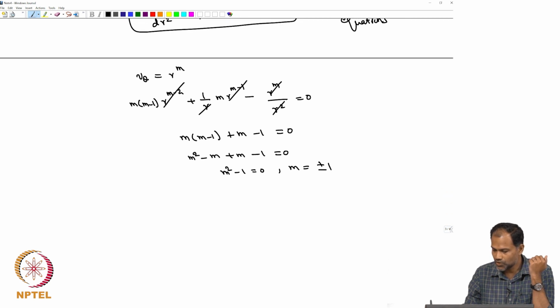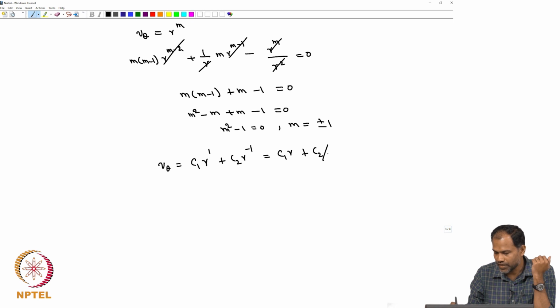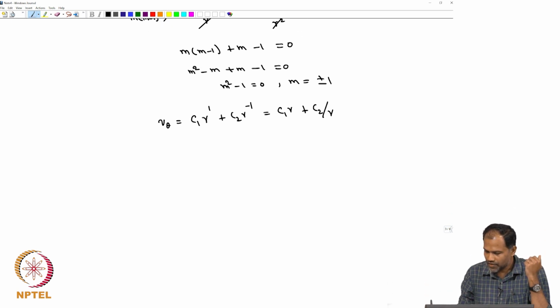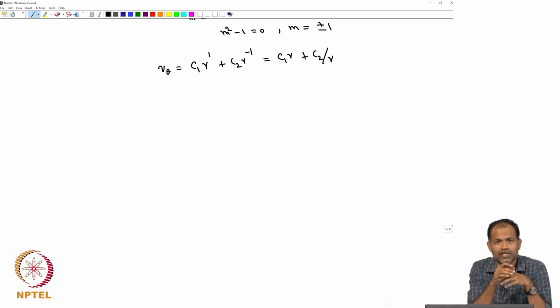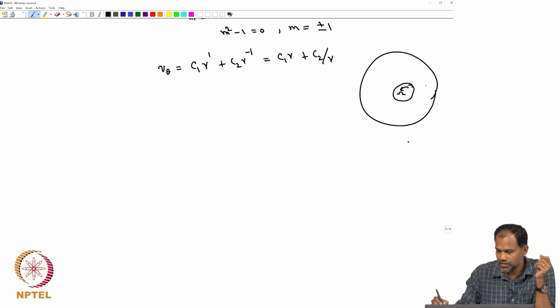That means my solution is going to be v theta equal to c1 r to the power of 1 plus c2 r to the power of minus 1, or I will simply write it as c1 r plus c2 divided by r, where I do not know what c1 and c2 are. c1 and c2 are two integration constants which we need to calculate, and we can calculate them because we know the boundary conditions. We have an inner cylinder that is rotating with an angular velocity omega. We have an outer cylinder that is static. The inner cylinder has a radius r(I), the outer cylinder has a radius r(O).